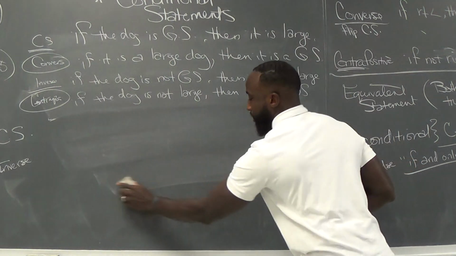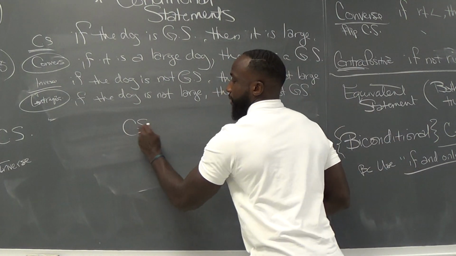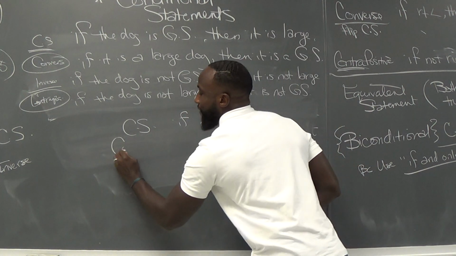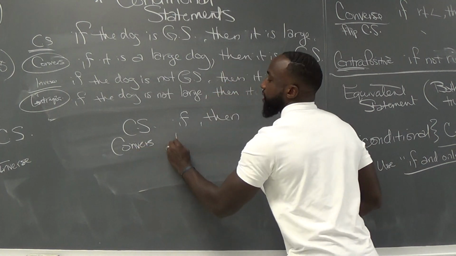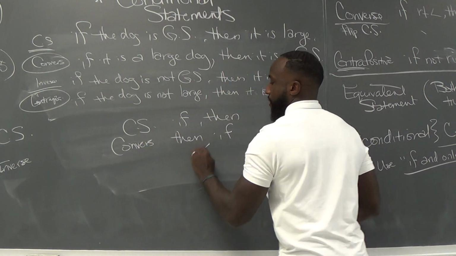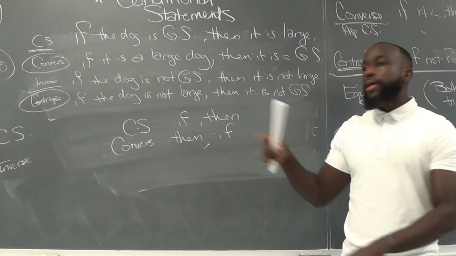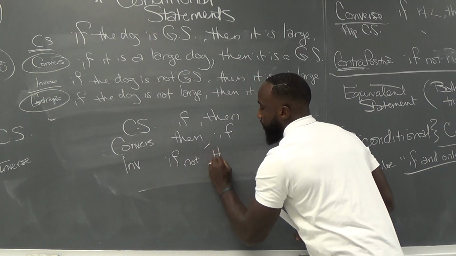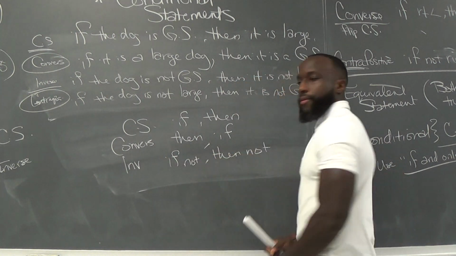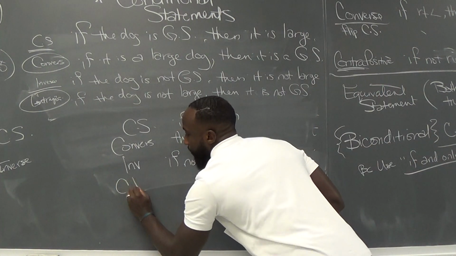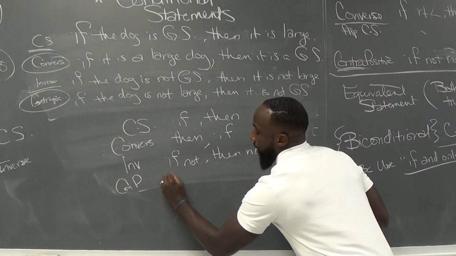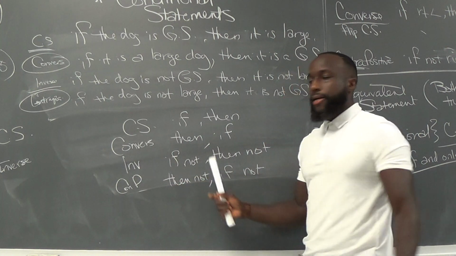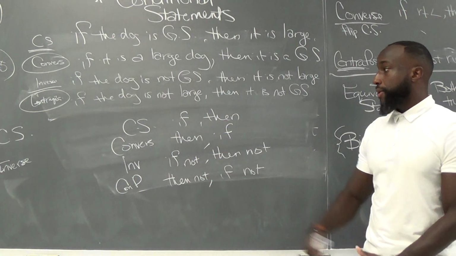Alright, so to sum all of this up, the conditional statement is the if-then. The converse is reversed: then-if. That means you switch them around. The inverse is if not, then not. And then a contrapositive is then not, if not.